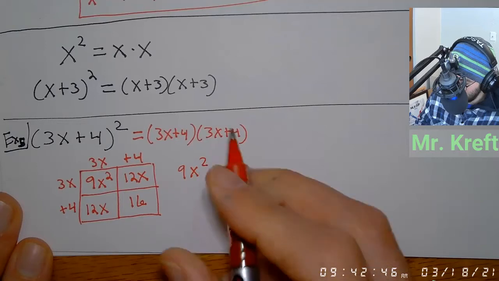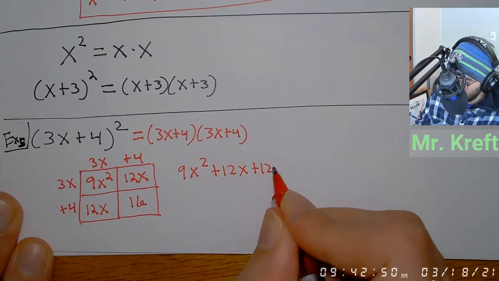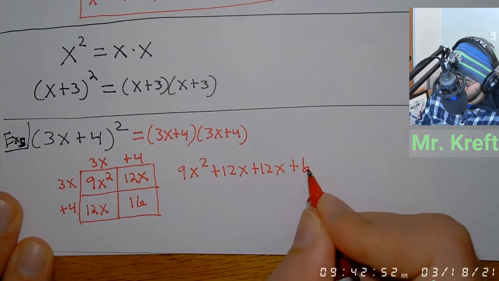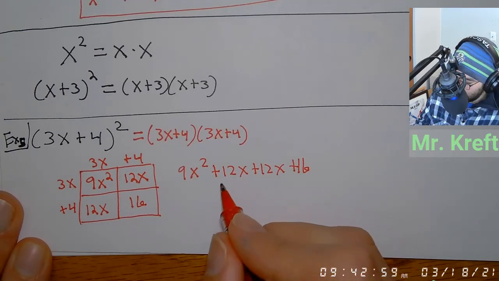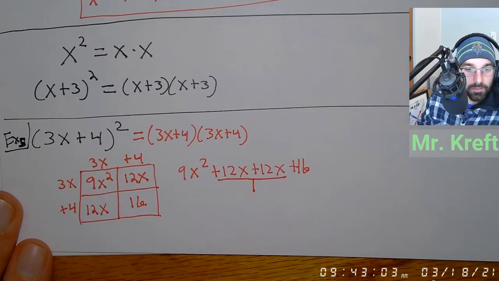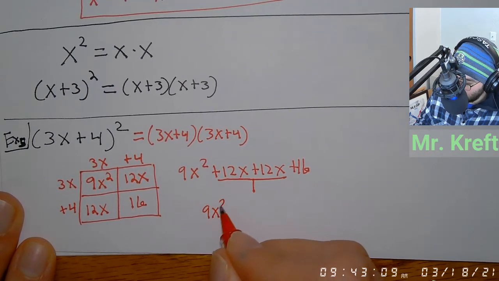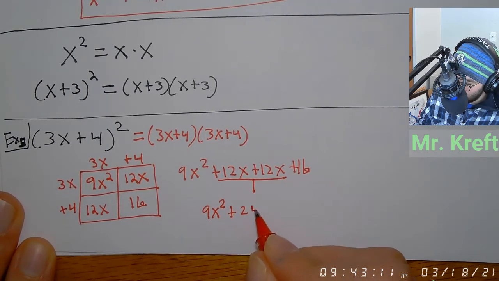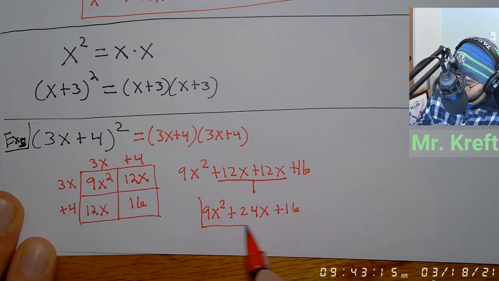So I have 9x squared plus 12x plus 12x plus 16. I notice right away that I can combine 12x and 12x. So if I have 12 and 12, that's 24. So I have 9x squared plus 24x plus 16.